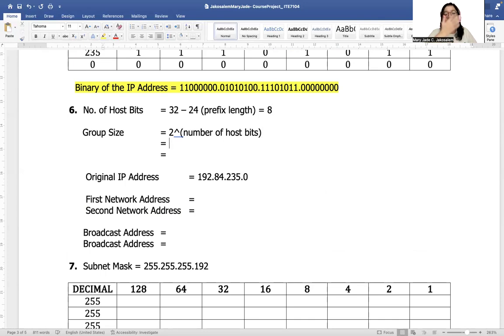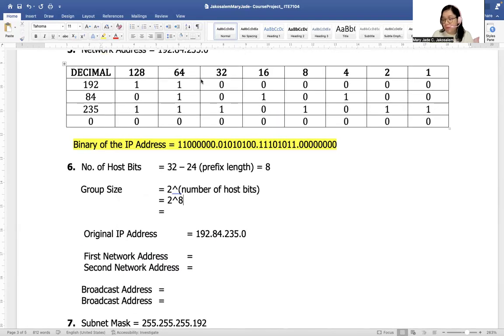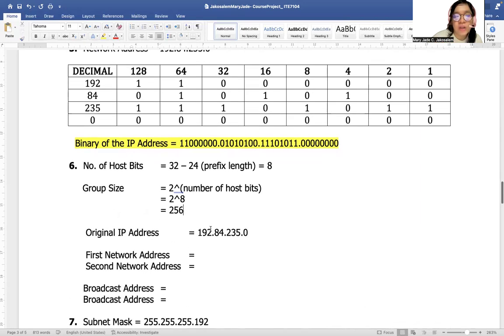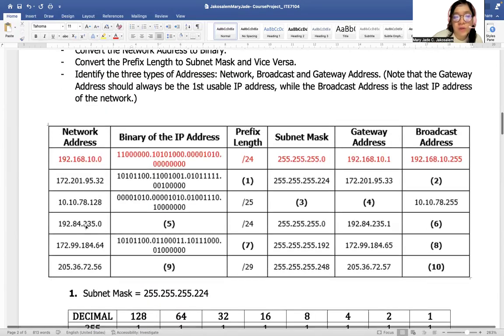Next, we need to solve for the group size. Our group size again is 2 raised to the number of host bits. So it's going to be 2 raised to 8, which is actually equal to 256. Hence, our group size now is 256. Then we need our original IP address. Our original IP address is actually 192.84.235.0.